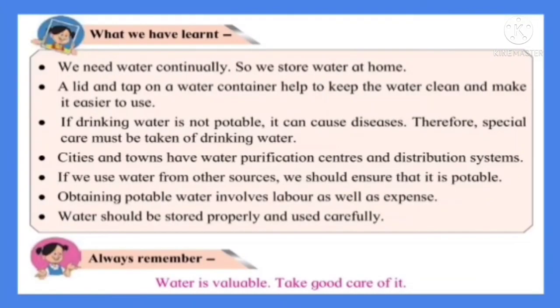What we have learnt, let's revise it. We need water continually, and therefore we need to store water. Now a lid and a tap on a water container helps to keep the water clean and make it easier to use. If drinking water is not potable, it can cause diseases. Therefore, special care must be taken of drinking water. Cities and towns have water purification centers and distribution systems. If we use water from other sources, we should ensure that it is potable. Obtaining potable water involves labor as well as expense. Water should be stored properly and used carefully.